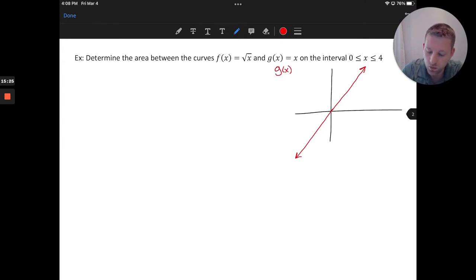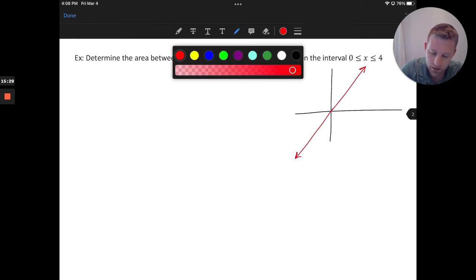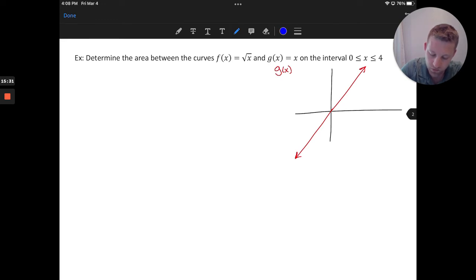And then our square root function, let's go ahead and do that in a different color. We'll do that in blue. So this is our f of x function. Well, the square root function is going to be an increasing function over time, but it's more of a gradual increase. It looks like kind of a slow increasing arc here. As x increases, the function does increase, but it doesn't increase as fast as just y equals x.